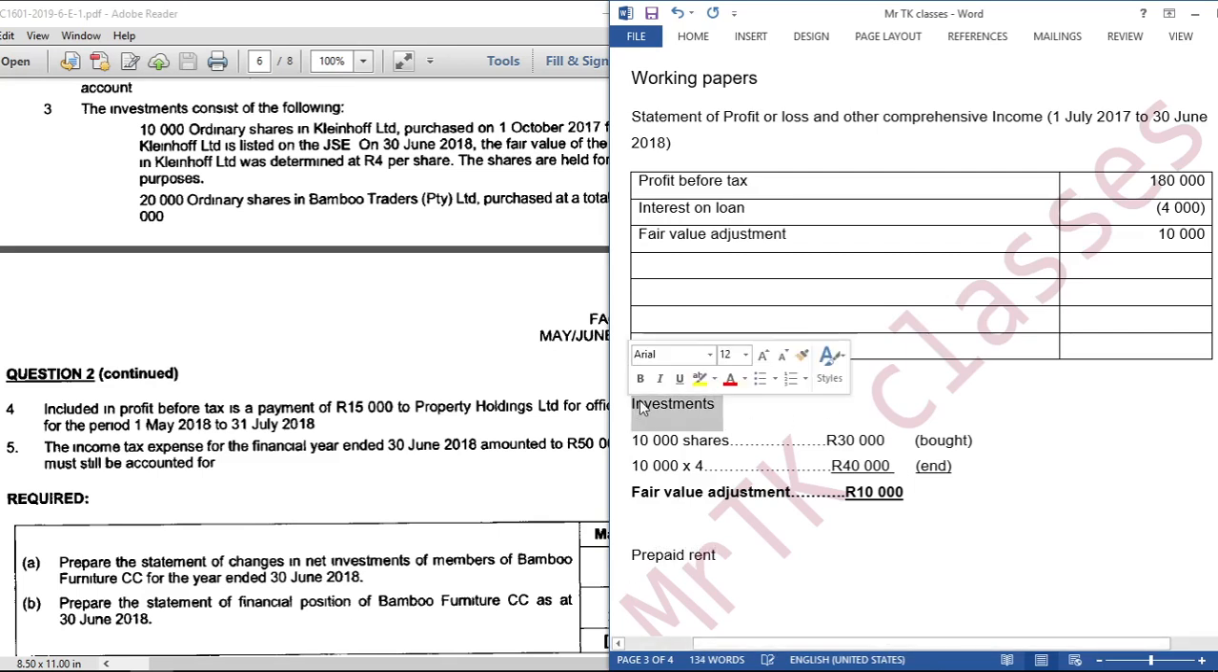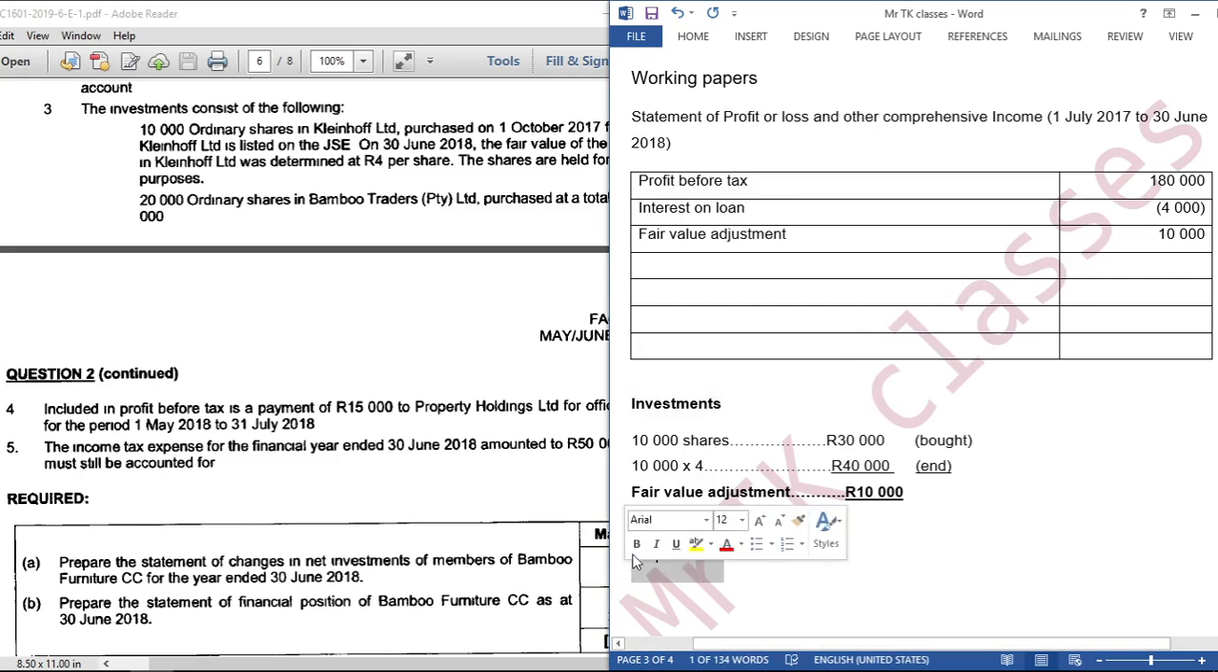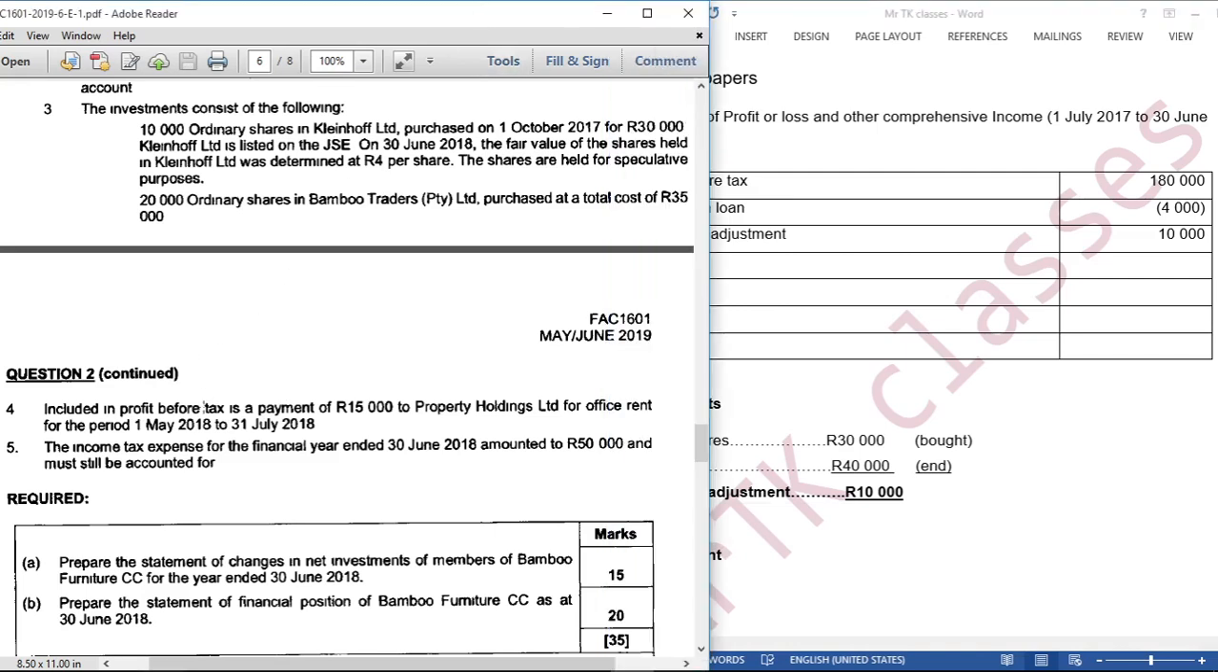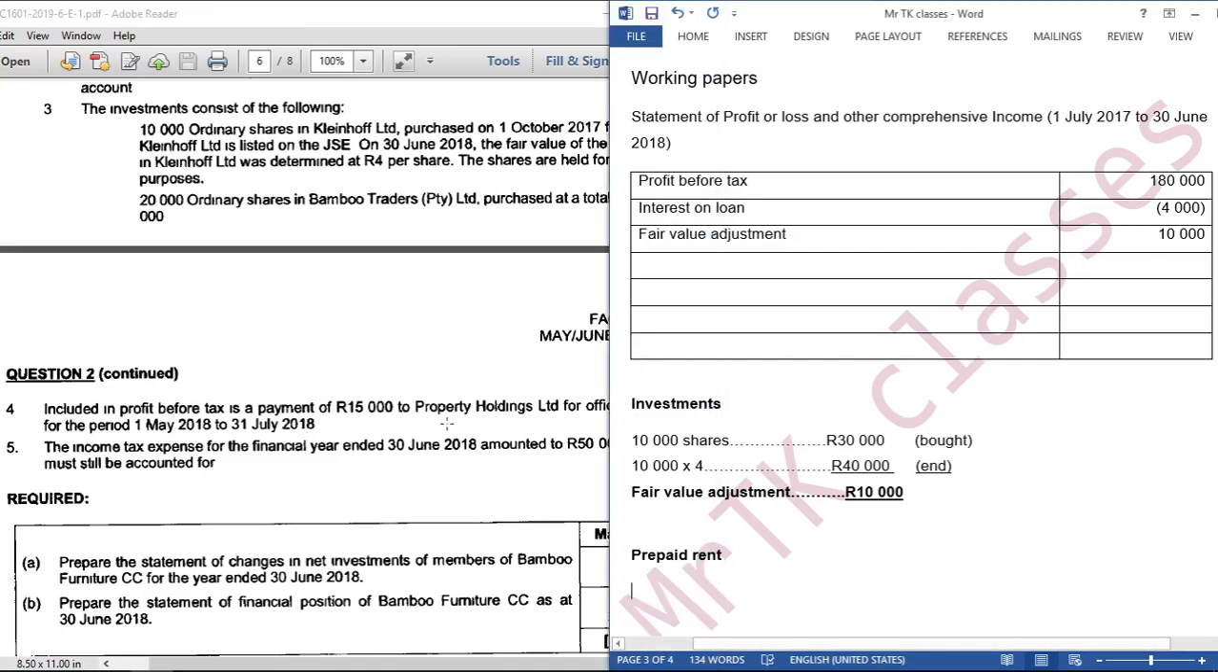Okay, prepaid rent. Let us calculate our prepaid rent. We are going to say the rent that was paid was for how many months? It was from May to July. So we are going to say May, June, July. Those are 3 months, right? And how many months were out of our financial year?